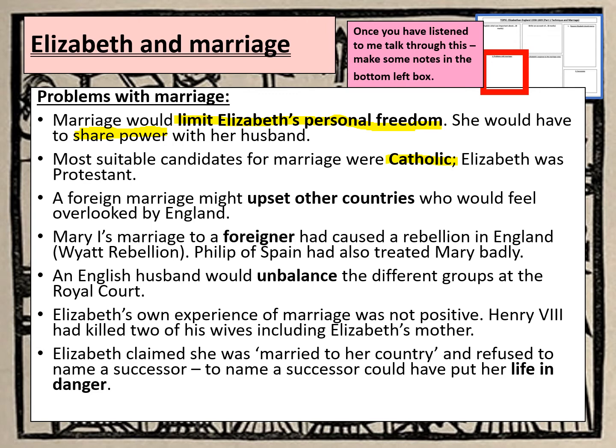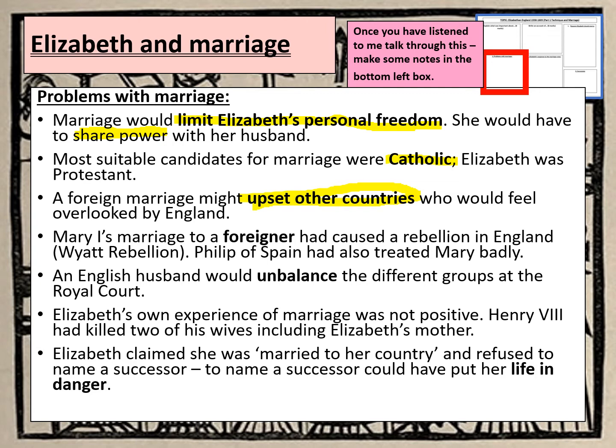Another issue was, if Elizabeth chose to marry, for example, someone from Spain, that might upset the French, or it might upset other countries within Europe. So it was going to be difficult to pick the right nation, a nation that was both Protestant and that wouldn't upset other countries too much. If Elizabeth chose someone from one particular country, other countries might feel snubbed and overlooked.